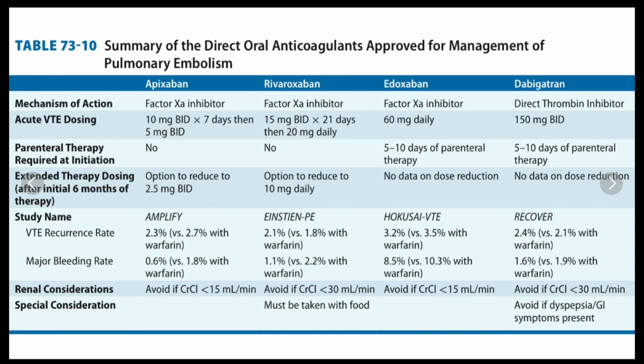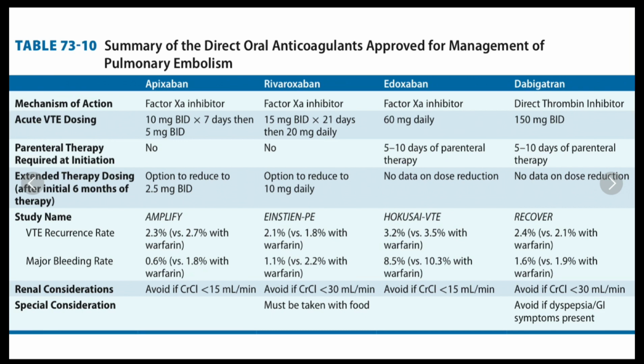Then comes edoxaban. Edoxaban is also a factor 10A inhibitor. The dose is 60 milligram daily. 5 to 10 days of parenteral therapy is required at initiation. There is no data on dose reduction. Hokusai VTE is the study for edoxaban. The recurrence rate of VTE is 3.2%, while with warfarin it is 3.5%. And the major bleeding risk is 8.5%, but with warfarin it is 10.3%. We should avoid it if creatinine clearance is less than 15 ml per minute.